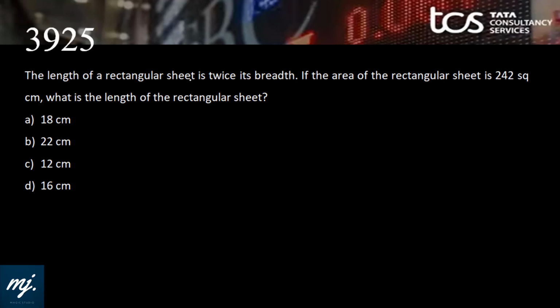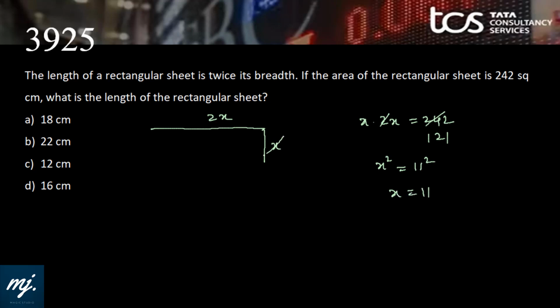The length of rectangular sheet is twice the breadth. So if breadth is x, length is 2x. If the area of sheet is 242, that means x into 2x is 242, 121, x square is 11 square, x is 11, this is 11 and this is 22. What is the length of the rectangular sheet? Length is 22 centimeter. Option B fits in.